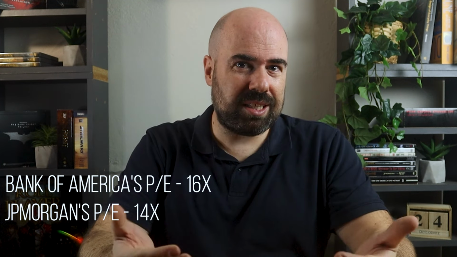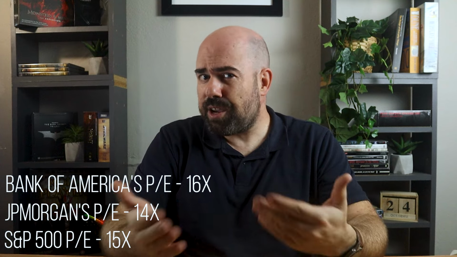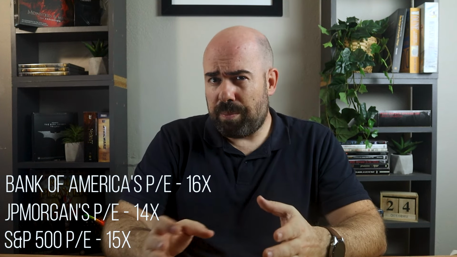Now, when you compare Bank of America's PE of 16x to JP Morgan's PE of roughly 14x, Bank of America stock does not appear as overvalued as it did when compared with the average PE of 15 for the S&P 500. Bank of America's higher PE ratio might mean investors expected higher earnings growth in the future compared to JP Morgan and the overall market.